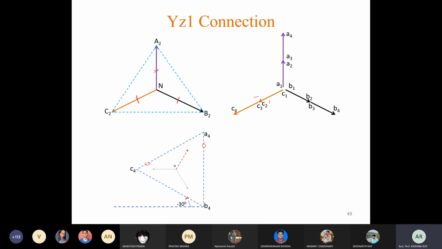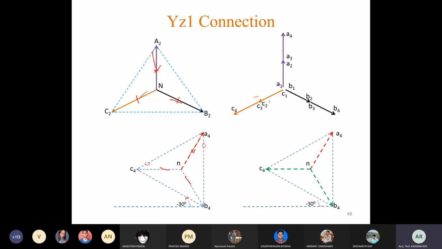So the equivalent star is this. If you draw this star here, you will have 30 degree phase displacement between this line and this line, this line and this line, and this line and this line. Okay, there will be 30 degree phase displacement, and this line will lag this line by an angle of 30 degree. That is the resultant of equivalent Z.